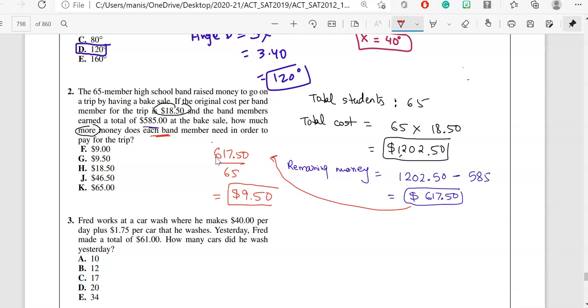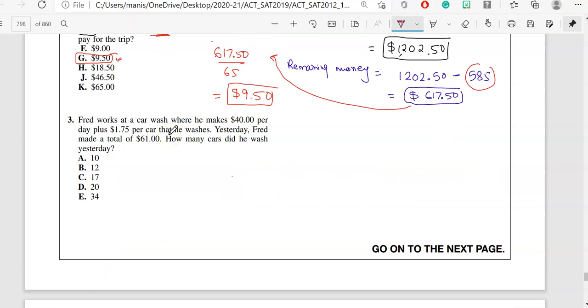So this means what? This is the amount which each band member needs to pay instead of this $18.50, because they have already earned some money by having the bake sale, that was this much money. So this is the extra money which each student will pay. So this is the answer choice for this question.